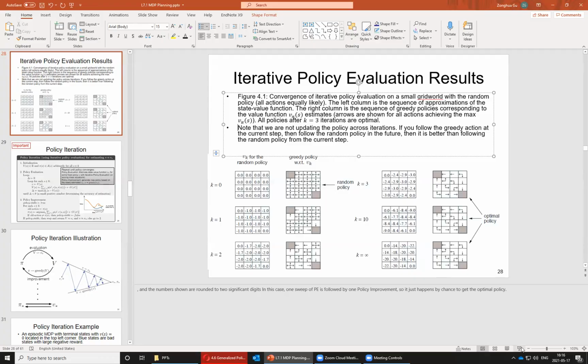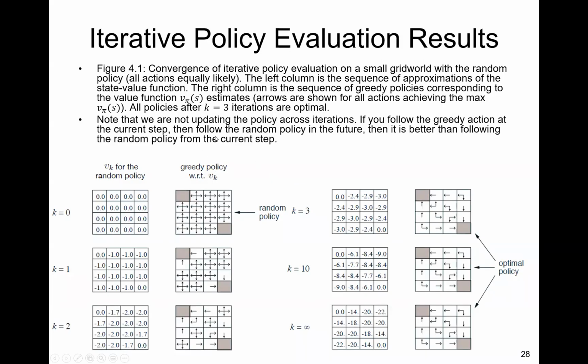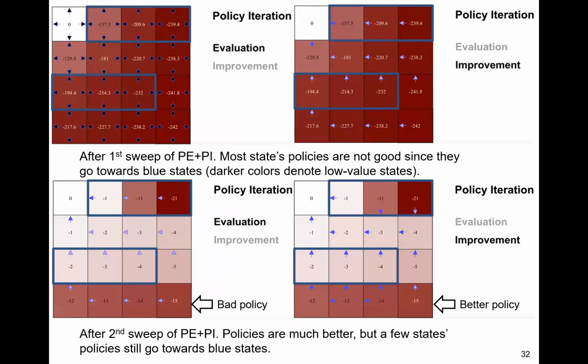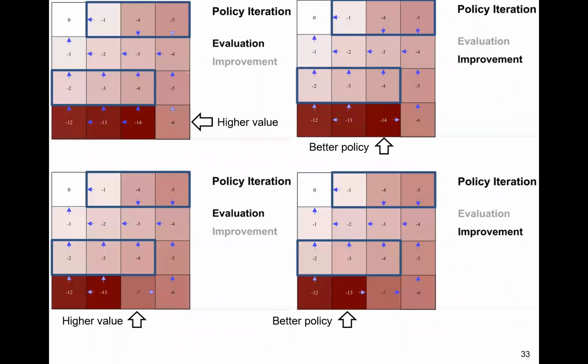I hope it's clearer. So in this example, we're not updating the policies. The policy is always uniform random, but the arrows show that the one-step action, if you take it and then follow the random policy, is better than following the random policy from the current step. So this is kind of a hint towards the next section on policy improvement. That is, in the policy improvement example, you're actually changing the policy at every iteration until convergence. So that's the difference. Is that clear?